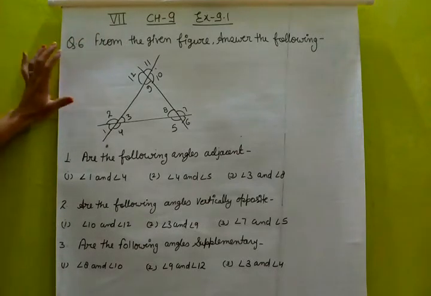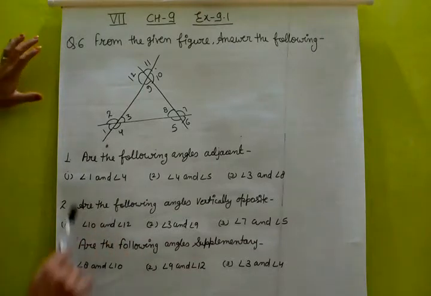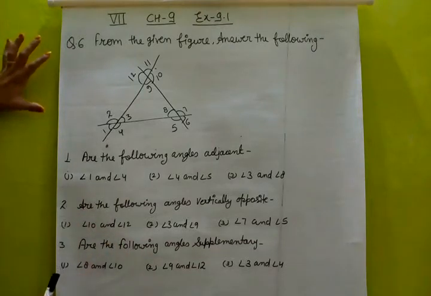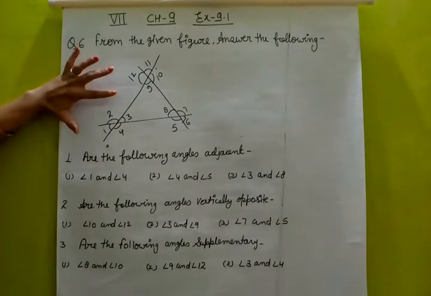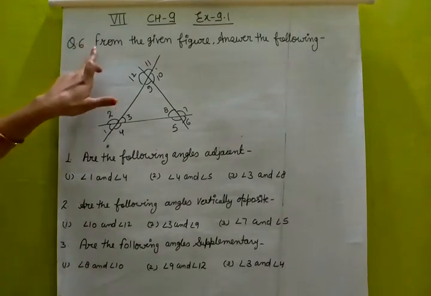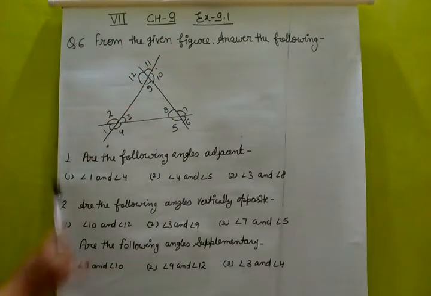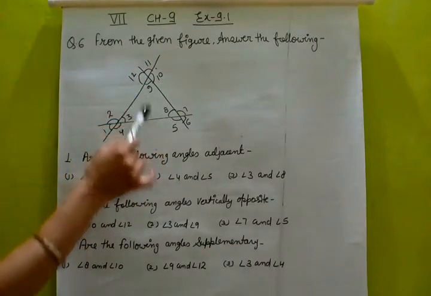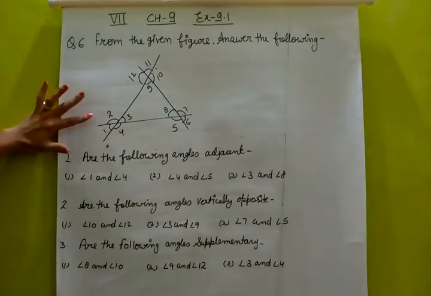Question number 6, students, you can do in your book. I am explaining here. It has 4 parts. I am explaining 3 parts here, and it is based on this figure. The question is: from the given figure, answer the following questions. From this figure, students, you are to answer the given questions. First of all, students, let me explain.